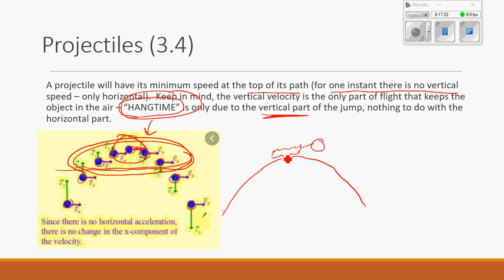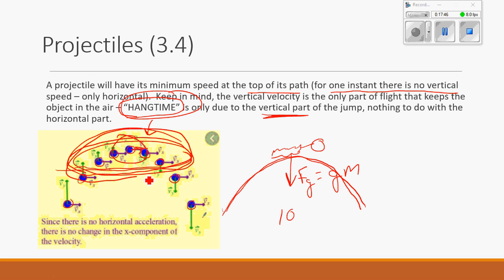Keep in mind, little g is always forcing down on you the same way. A force of gravity causes a little g on your mass. So you are still accelerating with 10 constantly the whole way up and the whole way down. It just happens that at the top here, there's a lot more time because the velocities in the y direction are so small at the top. So the hang time is all about the top of the jump.